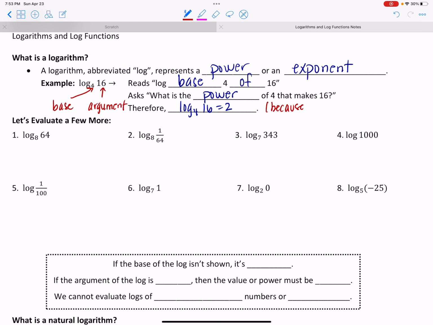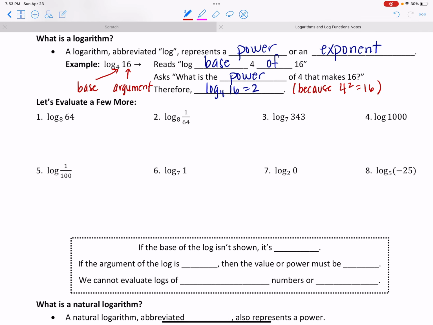So here I'll say because 4 squared is going to make us 16. If I raise 4 to the power of 2, I would get that argument of 16, okay? So it's just a power, it's just an exponent. It is the power that connects the base of the log to the argument. So we're going to practice just evaluating a few, and these are all things that should be doable without the calculator. For example, number 1, log base 8 of 64 is asking 8 to what power makes 64? We know that that's the second power, and so that expression is equal to 2.